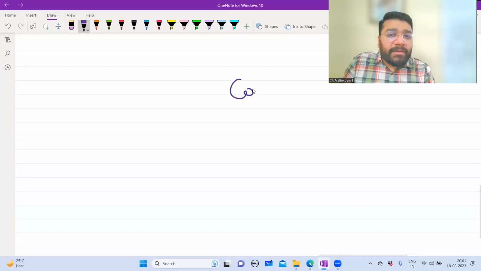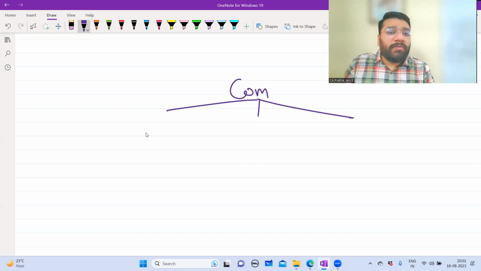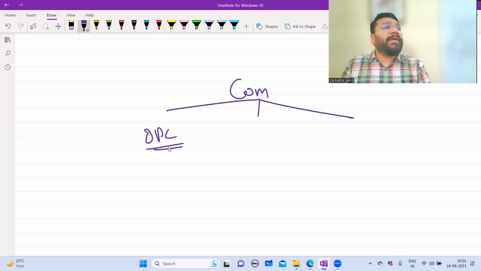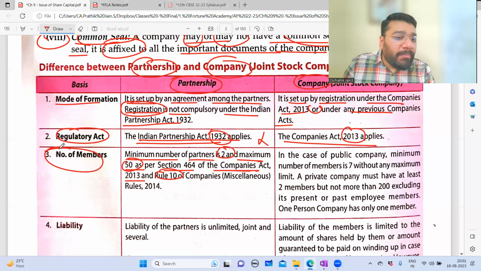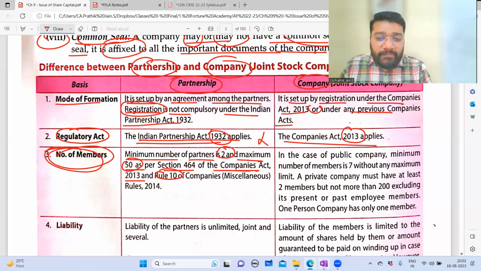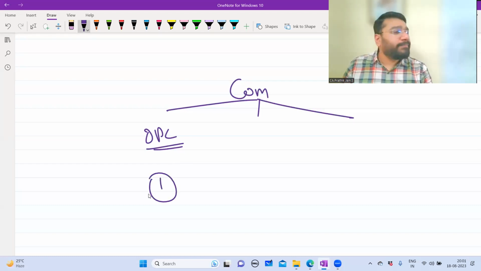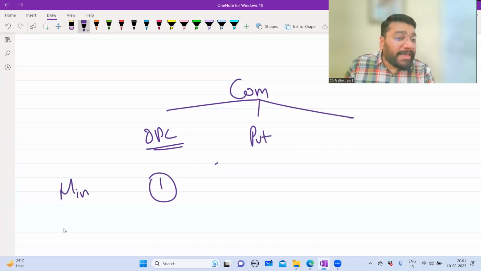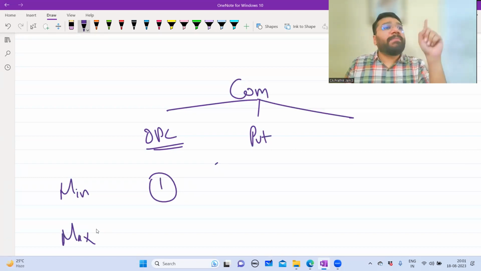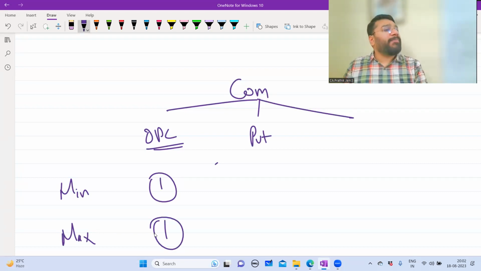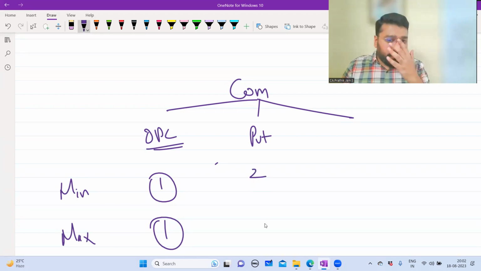In case of company, guys, there are 3 types of company. One is OPC. In OPC, minimum number of members, members means owners. In OPC, the name itself is one person company. So minimum owner is 1, maximum also 1. Any problem? For private limited company, minimum is 2. 2 people at least have to be there to form a private limited company. Maximum is 200.